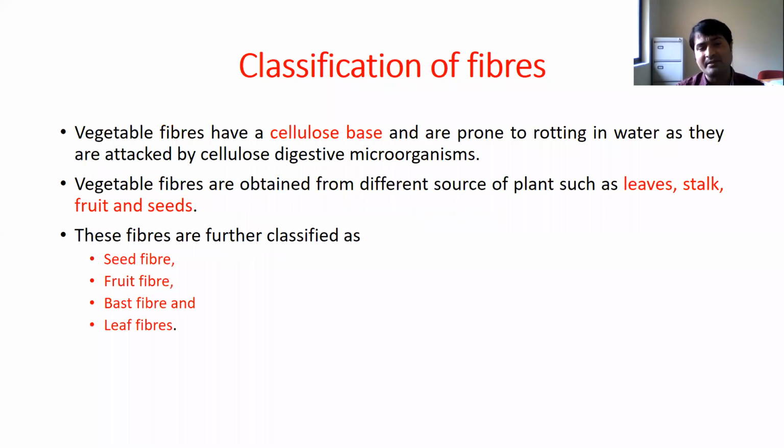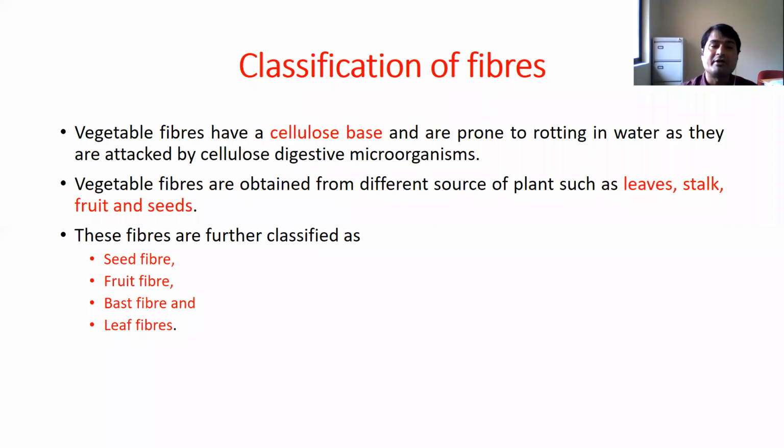Now these vegetable fibers, basically these fibers have a cellulose base because it is coming from the plant. So this plant is having a cellulose. So basically these vegetable fibers have a cellulose base, and because of this cellulose base, they are prone to rotting in water.